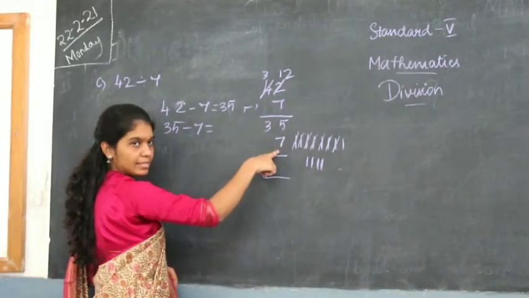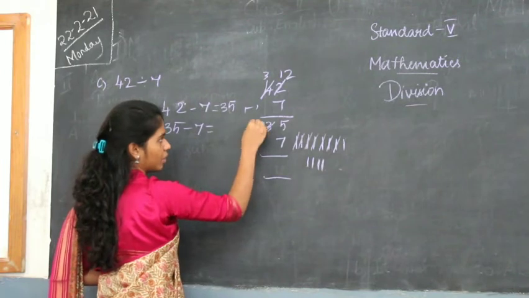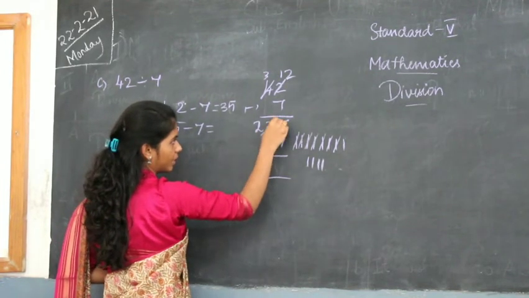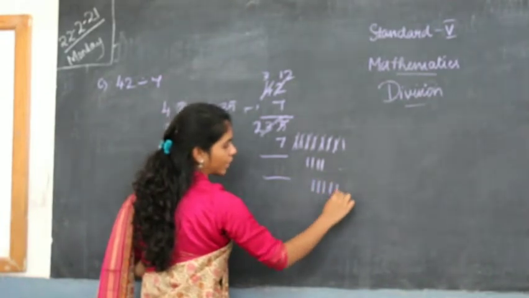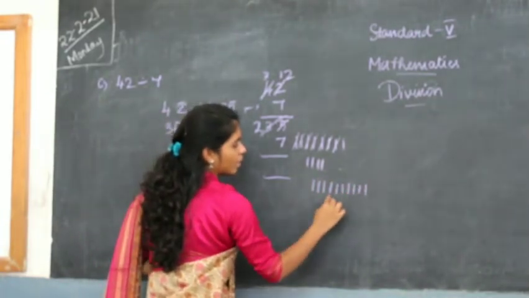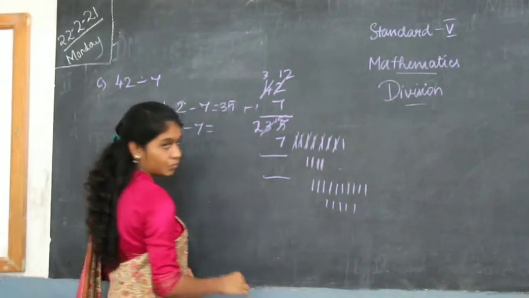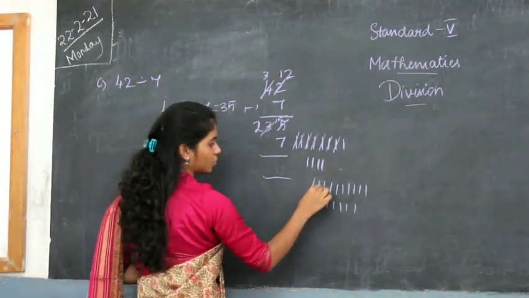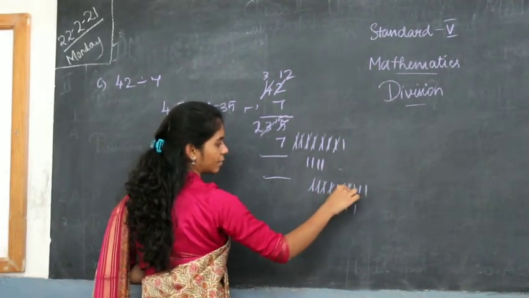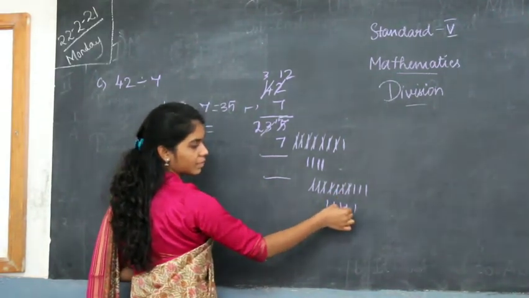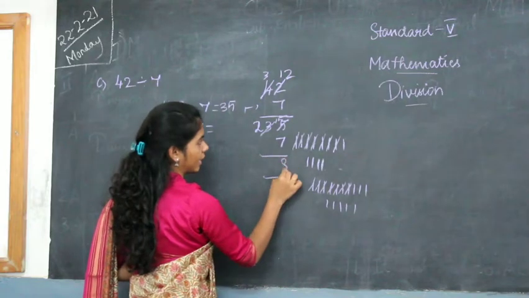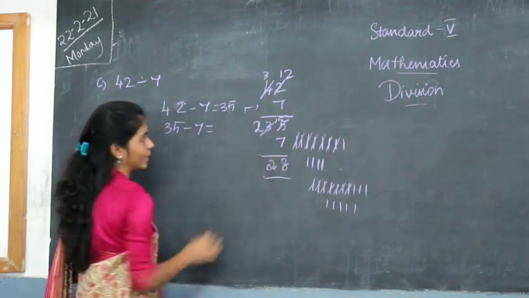5 is lesser than 7, so you will borrow 1 from here. So this will become 2 and this will become 15. So 15, 15 minus 7. 1, 2, 3, 4, 5, 6, 7. So remaining is 8. So you got 8 here and 2 here.